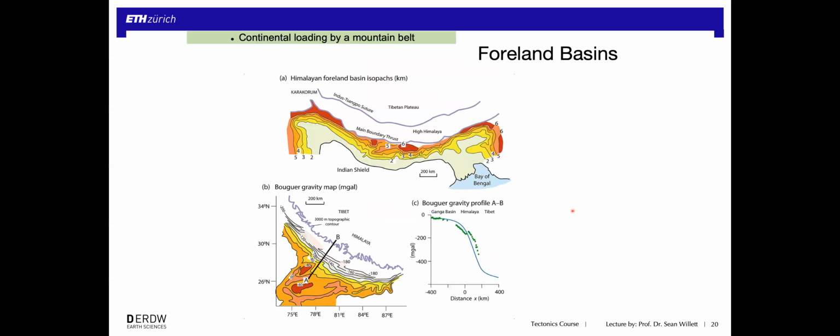Okay, let's look at the other big tectonic case of flexure, which is the formation of foreland basins. So this is the loading of the lithosphere by crustal thickening that occurs during compressional orogenesis. This is an example from the Himalaya. This is the Himalayan mountain range here, so our classic example of continental collision and mountain building.